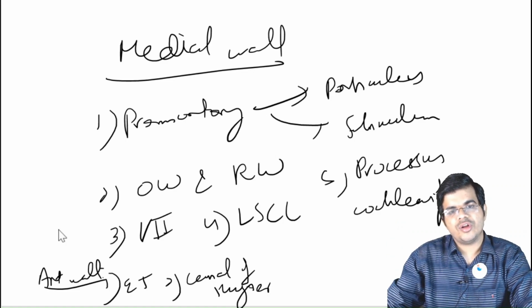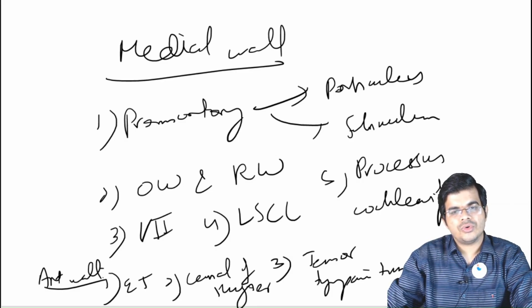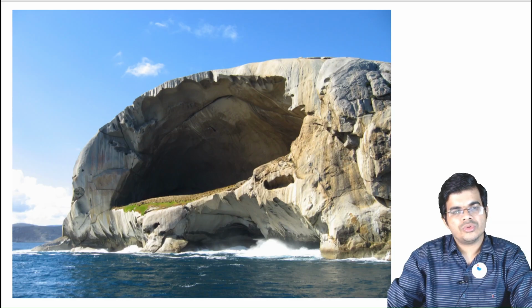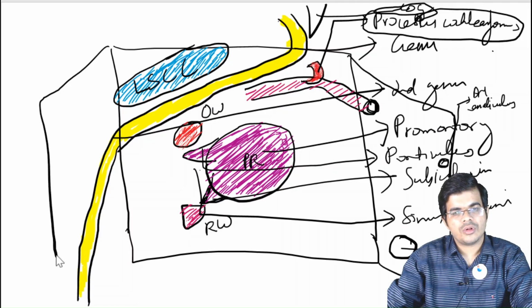Anterior two-third of the tongue, and then you have the tensor tympani tunnel. So these are the structures that you see on the anterior wall. Now on the posterior wall, what are the structures that are seen? Let's see. This is the posterior wall.